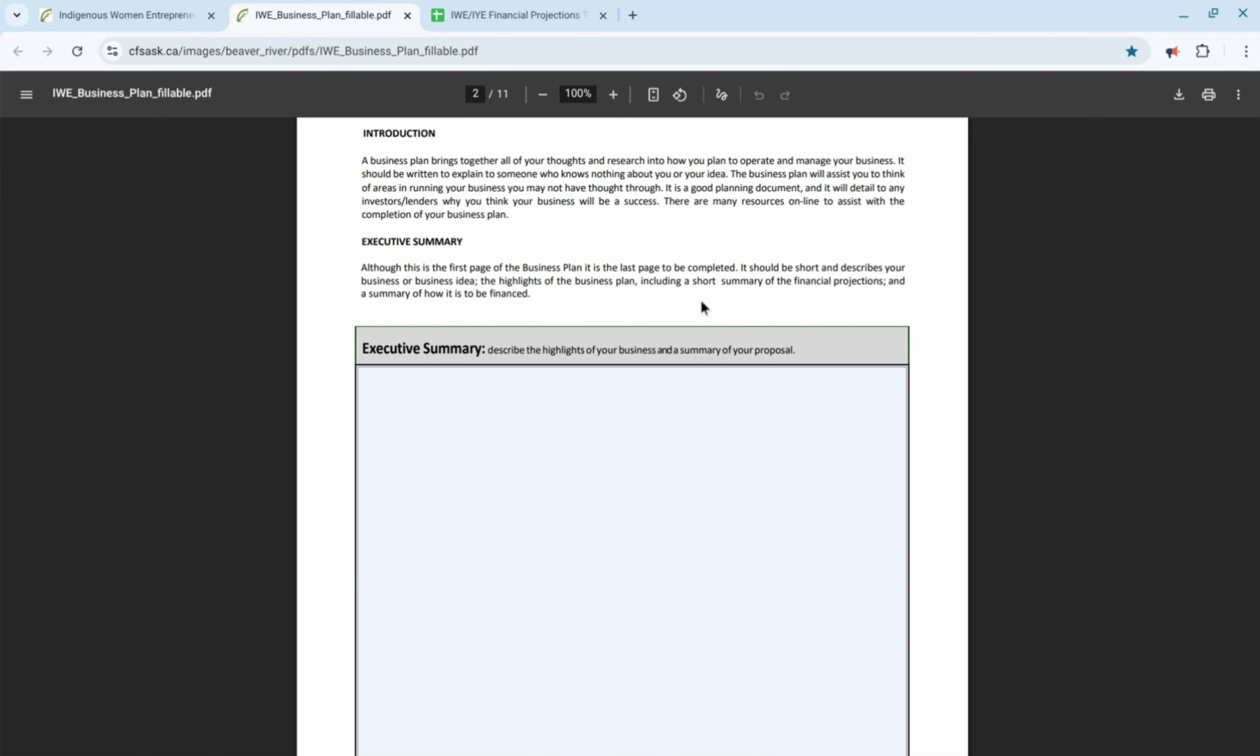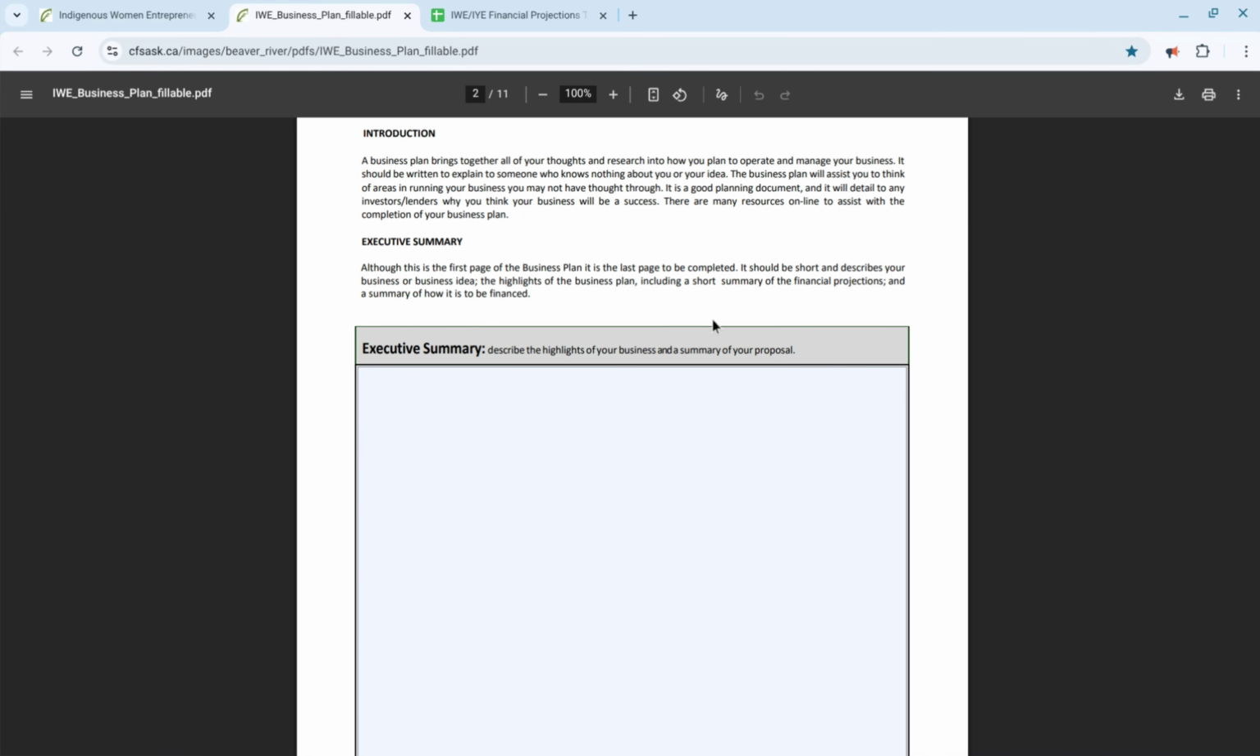Just to review what it says here, it should describe your business or business idea. So what is your business? What are you providing? Is it a product-based business? Is it a service-based business? Where is it located? Is it a startup? Who owns it? What's the target market? Things like that. You can just briefly highlight the important concepts behind the business.